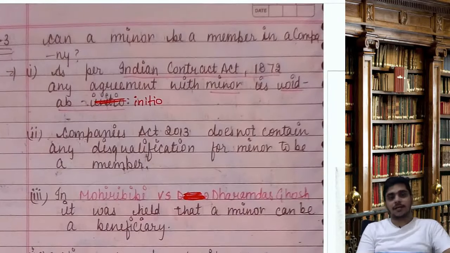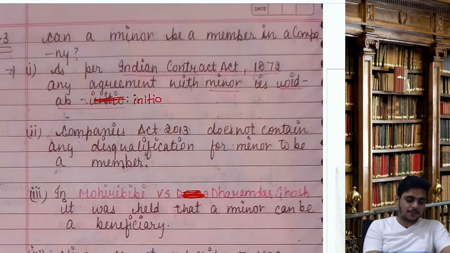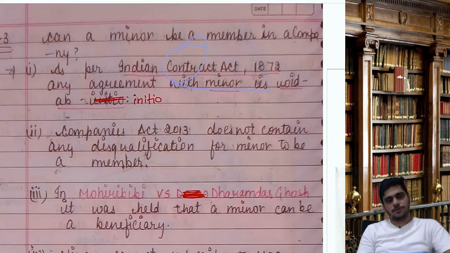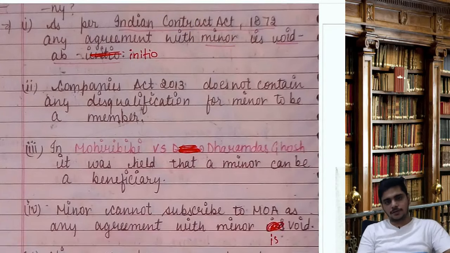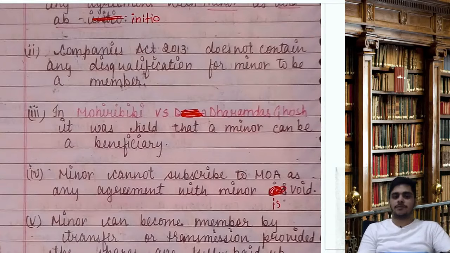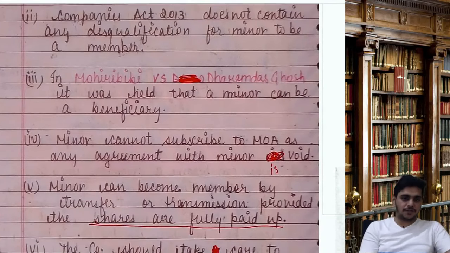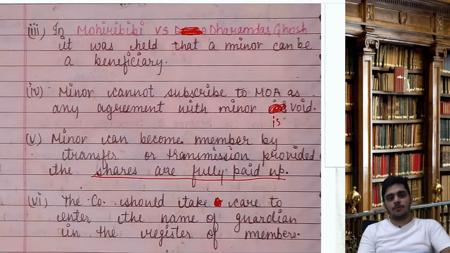Now, sir, can a minor be a member in a company? Sir, as per the Indian Contract Act, any agreement with a minor is void ab initio. However, the Companies Act does not contain any disqualification. As per Mohori Bibee versus Dharmodas Ghose, it was held that a minor can be a beneficiary. A minor cannot subscribe to the MOA, agreed, because any agreement with a minor is void.